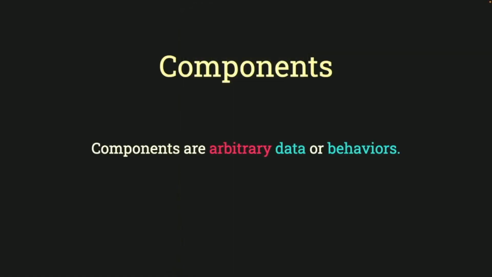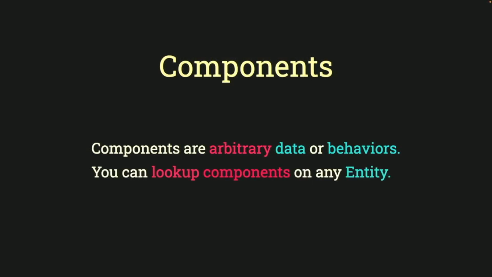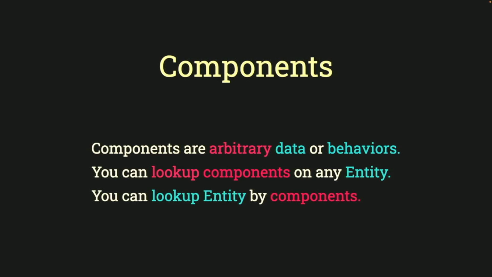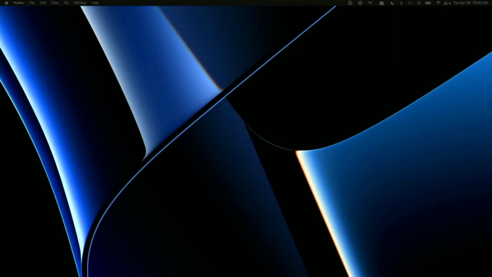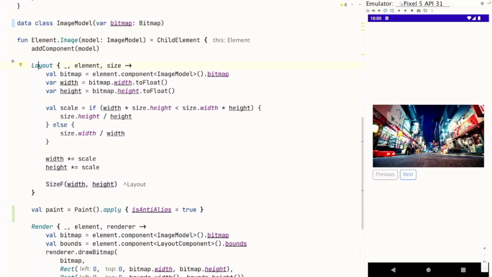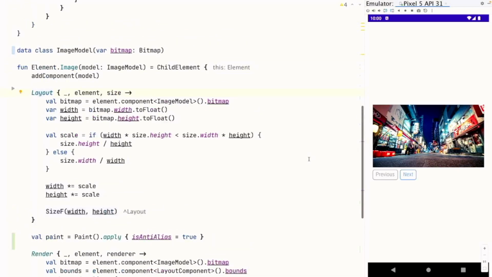So components, they are arbitrary data or behavior. You can look them up on any entity or element. And you can look up any entity or element by its components. So I have an example of that. Let's say that now in our demo, we want to be able to click the buttons to do something interesting, because right now they don't do anything.